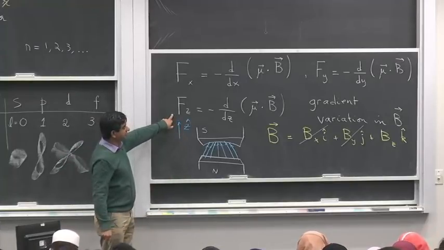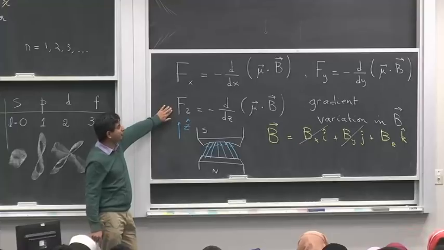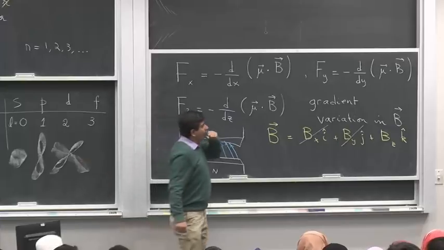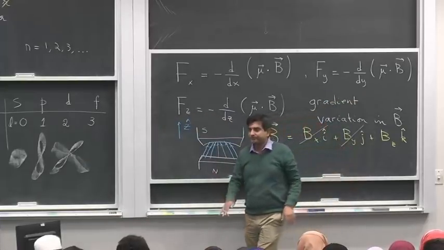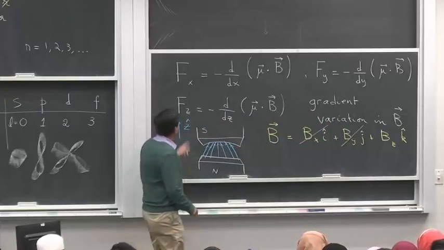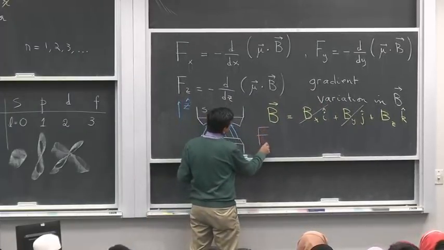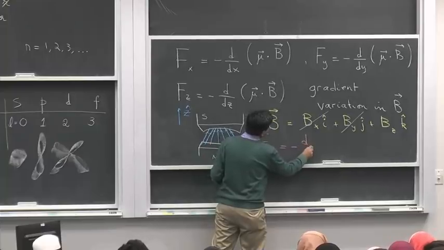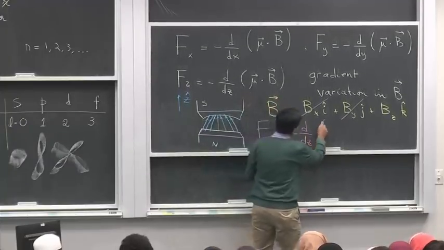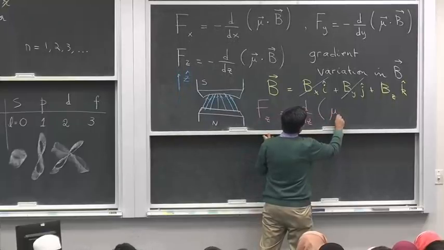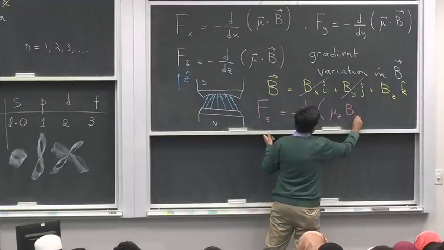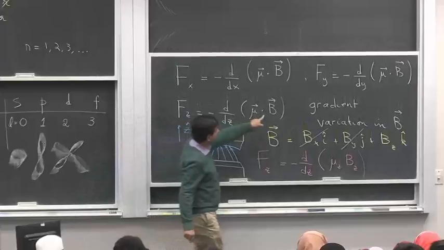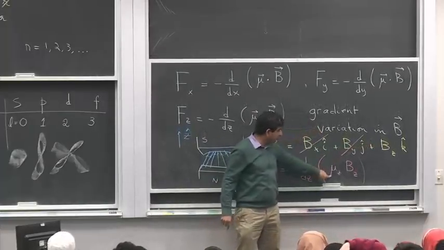Now if I look at this expression, only this force is going to be non-zero because the derivative with respect to x is zero. There's no change along the x direction. And there is no change along the y direction. There's only a change along the z direction. So this force, F, is going to point in the z direction, is going to be equal to minus d by dz of this scalar product, which is mu dot B. Because mu has a z component, x component, y component. And when you take the dot product with B, B only has a z component, so mu z, Bz survives.